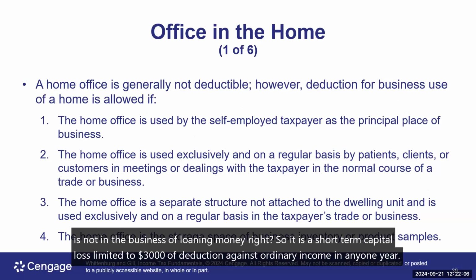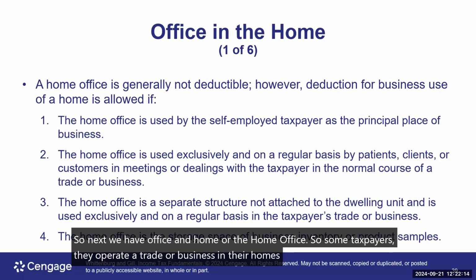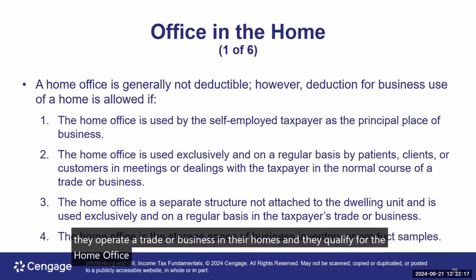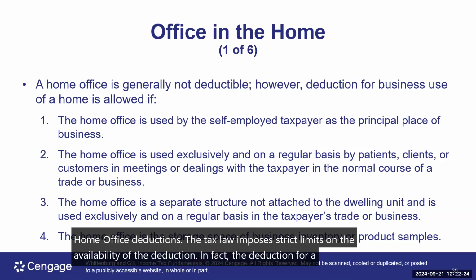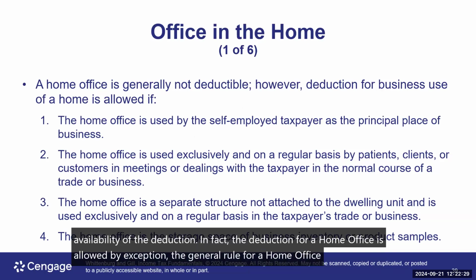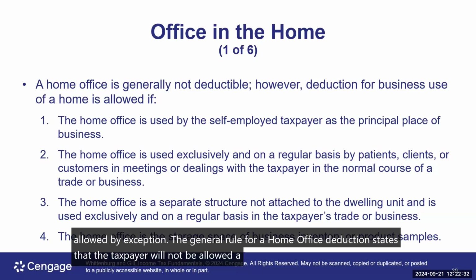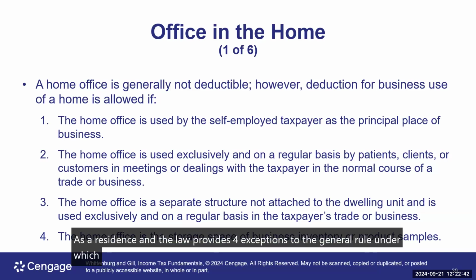So next we have office and home, or the home office. Some taxpayers operate a trade or business in their homes and they qualify for the home office deductions. The tax law imposes strict limits on the availability of the deduction. In fact, the deduction for a home office is allowed by exception. The general rule for a home office deduction states that the taxpayer will not be allowed a deduction for the use of a dwelling unit used by the taxpayer as a residence. And the law provides 4 exceptions to the general rule under which a deduction is allowed.